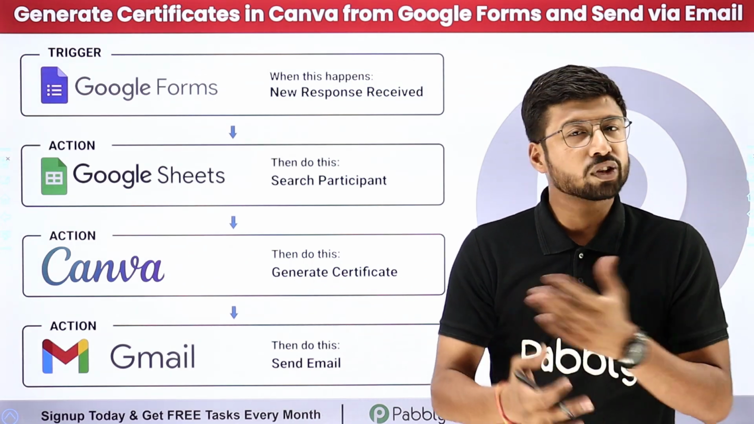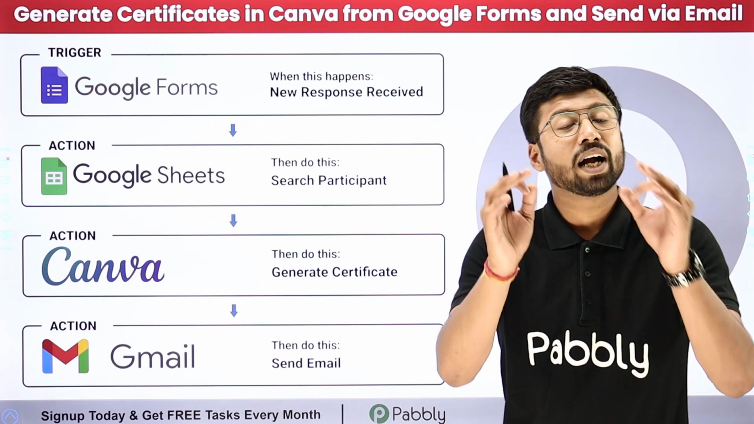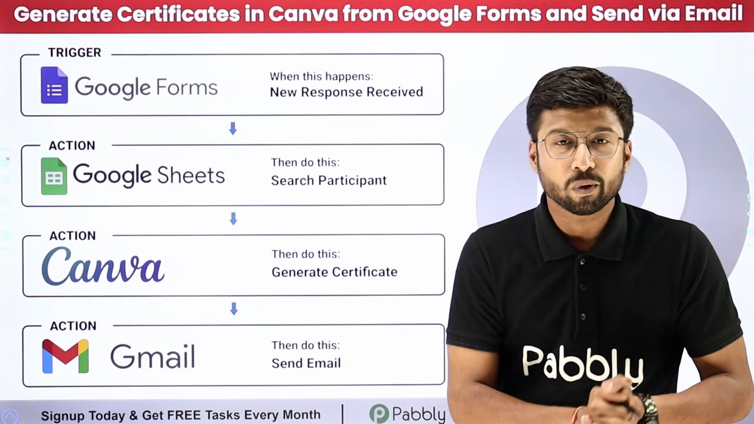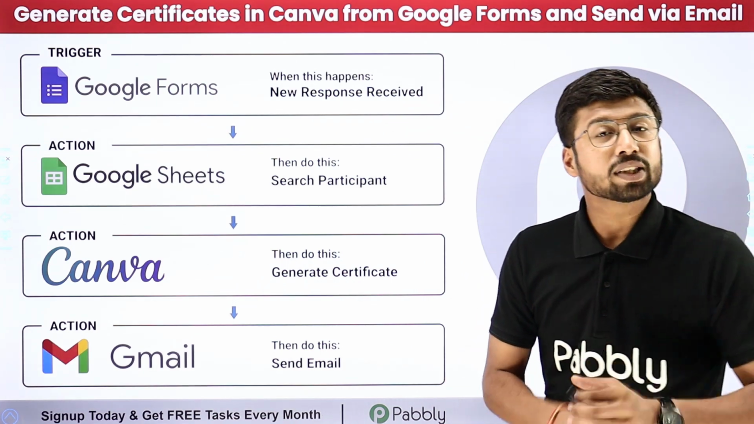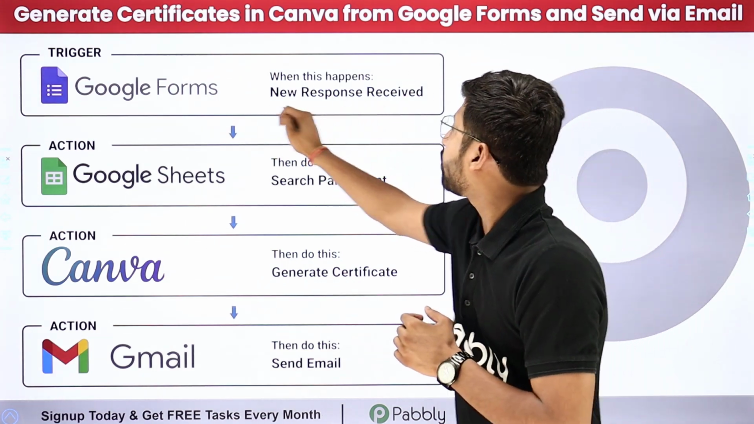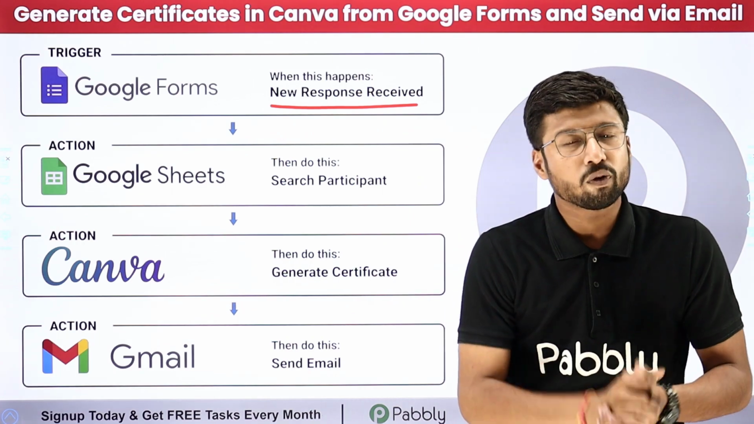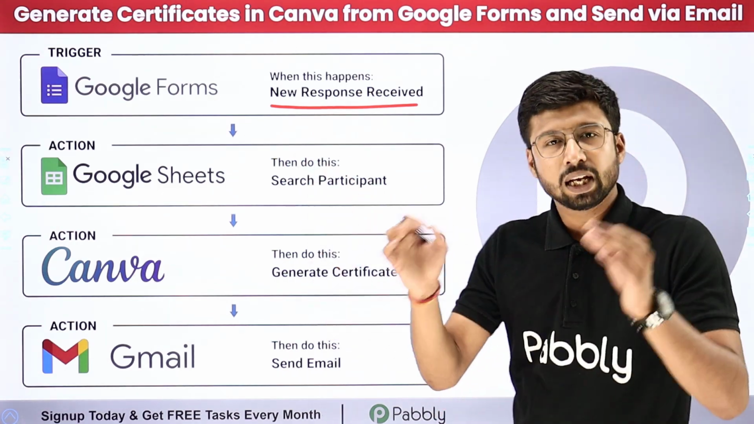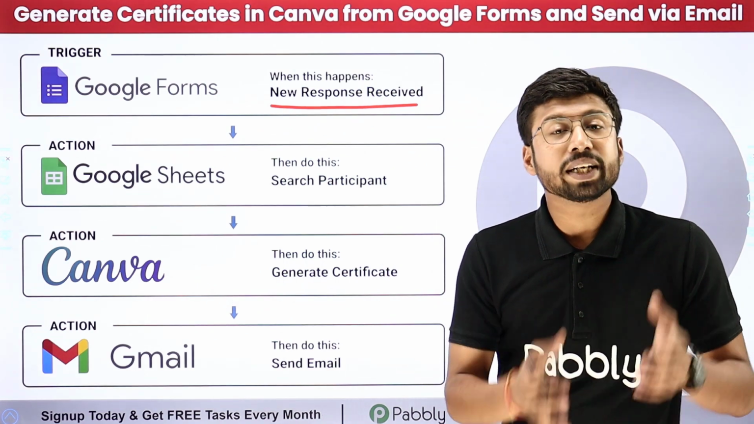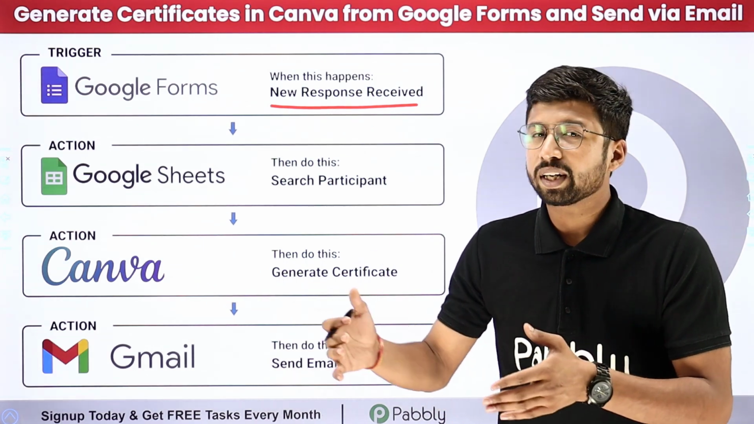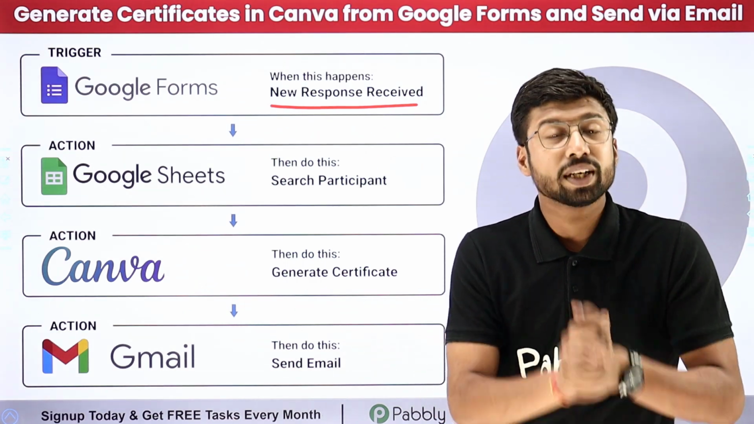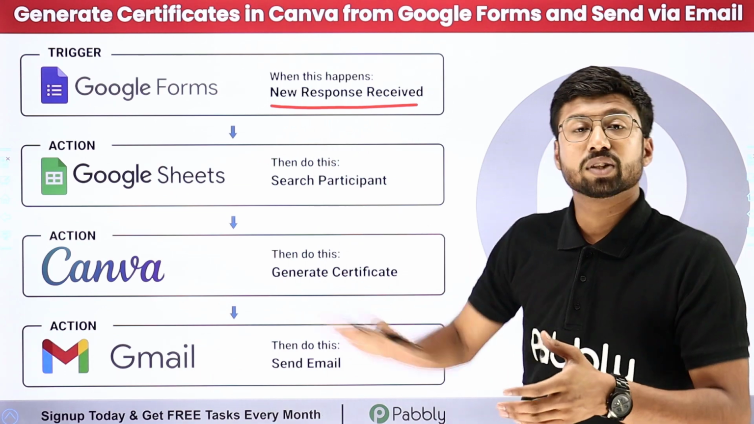So Pabbly Connect has recently launched its integration with Canva, and now using Canva, you can automatically generate creative designs with Pabbly Connect automation. So in this video, we are going to set up an automation using which, as we receive a new form submission in Google Forms, we are going to check for the user who made the form submission in our database. So I have a Google Sheet where I have all the details of the students who have participated in the course. If someone has not participated in the course, for that particular student we are not going to generate the certificate using this automation.